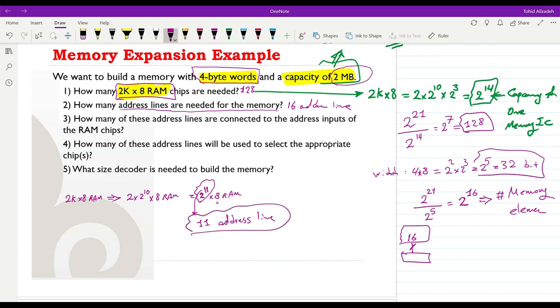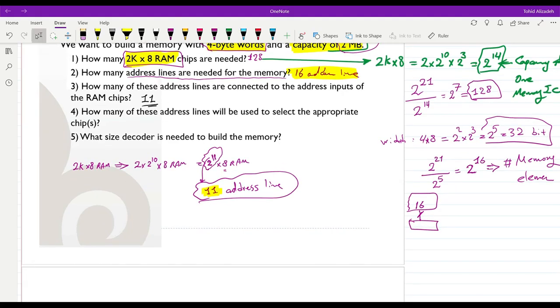So we can see that out of the 16 address lines that we need in total, 11 of them will be connected, let's say, to the address inputs of the RAM chips. So the answer here is 11.